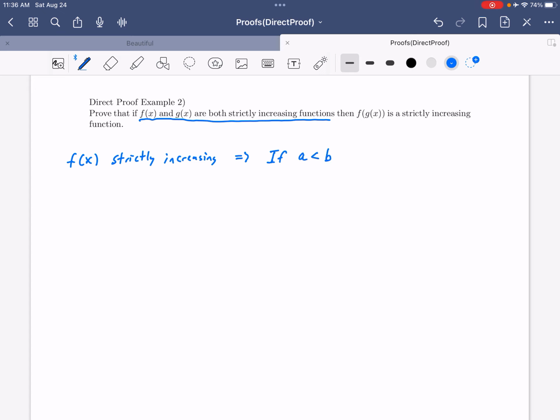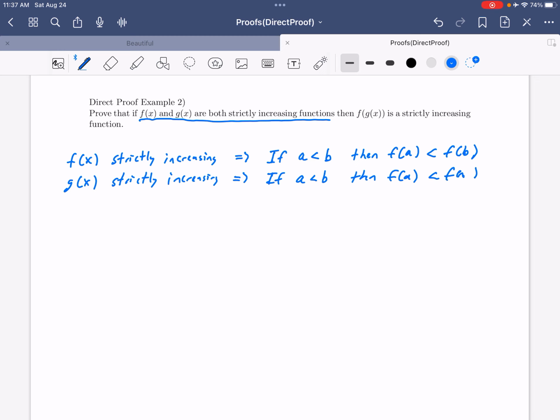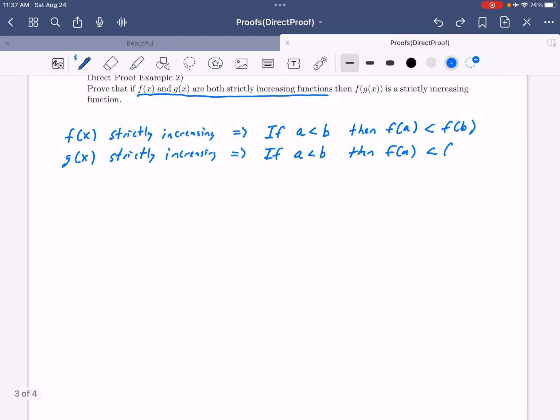So a is our small input, b is our large input. Then f of a needs to be smaller than f of b. So if we put in a larger input, we're supposed to get out a larger output. That's what it means to be strictly increasing. Same thing for g of x. g of x strictly increasing. This implies if a is less than b, then g of a is less than g of b. Man, having a little trouble writing there.